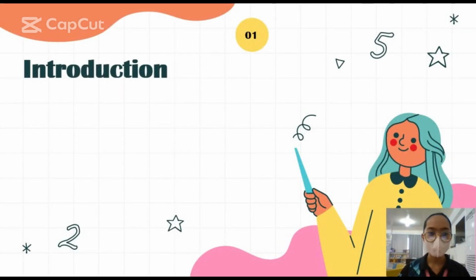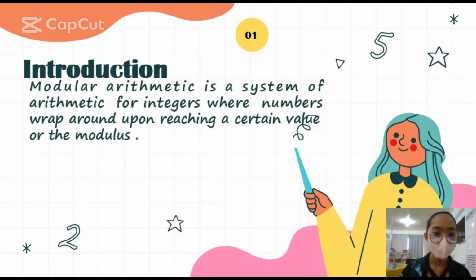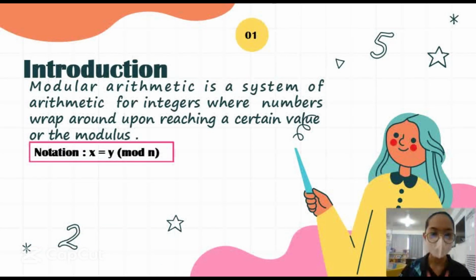So before proceeding to our main topic, let me introduce first what is modular arithmetic. Kay gamit kay ni siya in solving the additive and multiplicative inverse. So modular arithmetic is a system of arithmetic for integers where numbers wrap around upon reaching a certain value or the modulus. So the notation sa modular arithmetic is x is equal to y mod n.